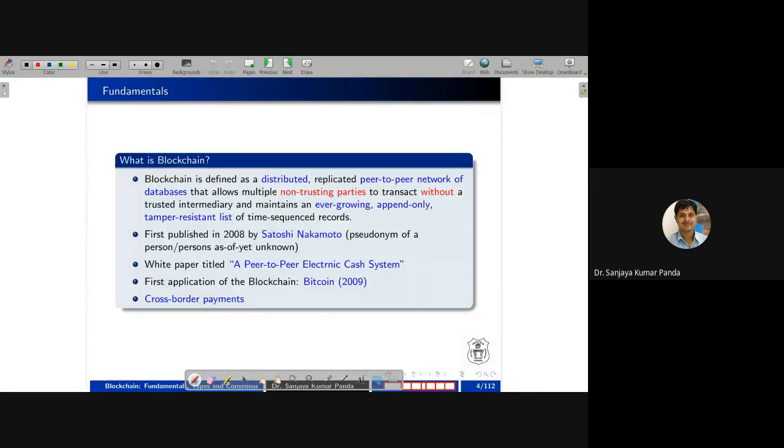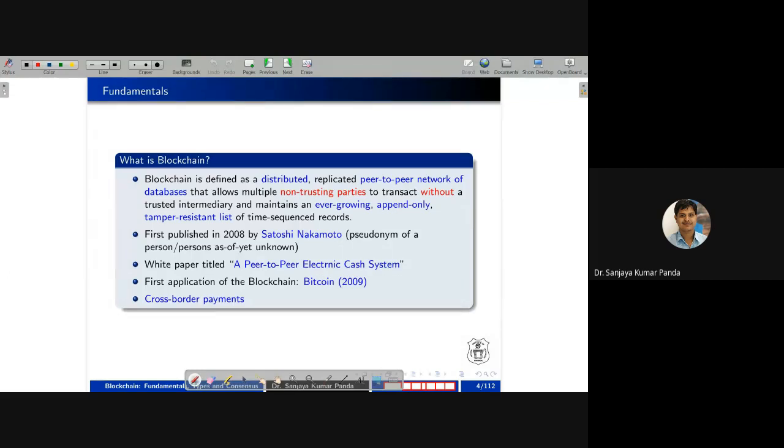Now, if you come to the definition of blockchain, there is no standard definition. Many people define blockchain in different ways. So blockchain is defined as a distributed, replicated, peer-to-peer network of databases. As the name suggests, distributed means they are not placed in one location.